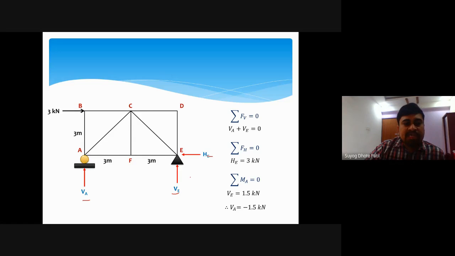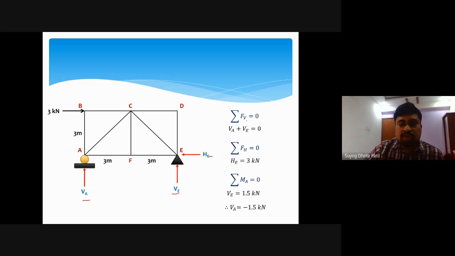So that's why one additional equation is needed. We can take moment about any support equal to 0. We can use this as another equilibrium equation, or we can say another compatibility equation. So we can solve this truss, or we can calculate these reactions.